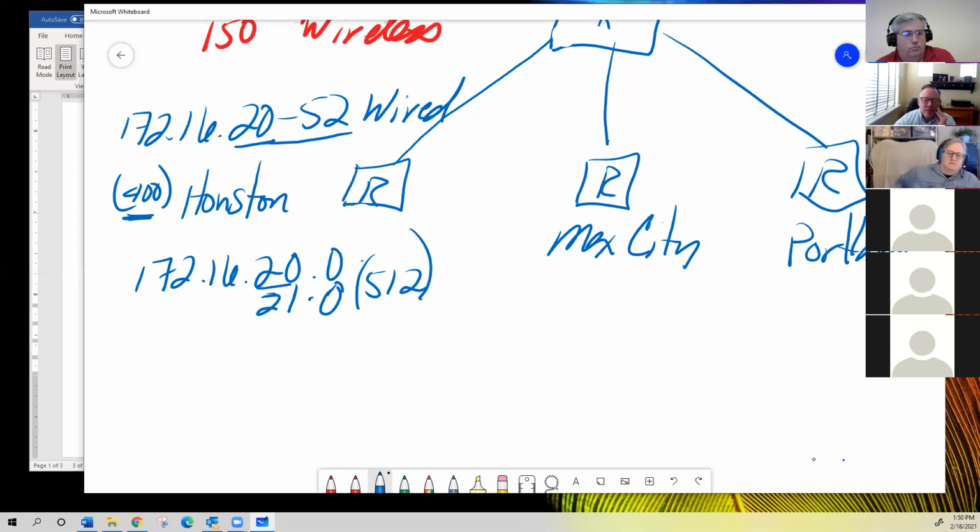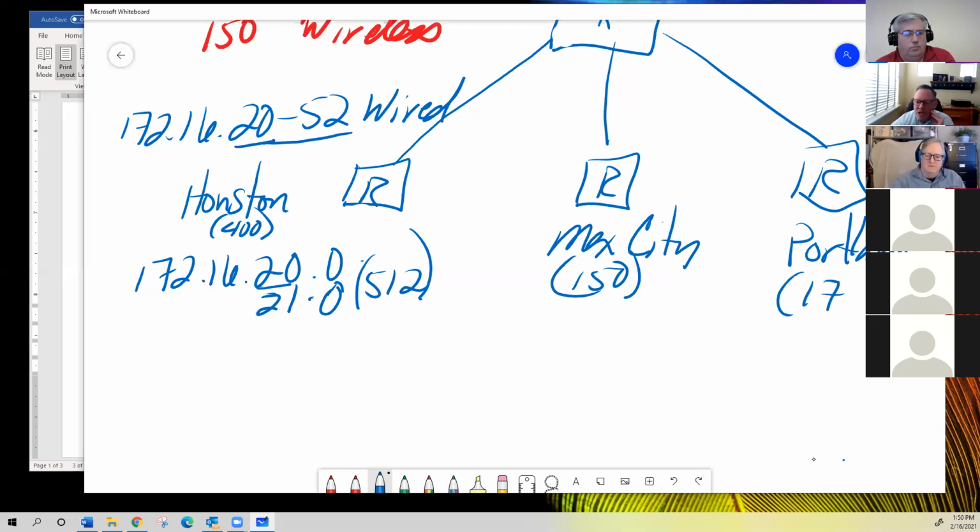What am I going to do for Mexico City? I need 150. I need 400 for Houston here. And how many do I need for Portland? 175. So what should I use? I want to stay between the 20 and the 52. So I've used 20 and 21. What should I use for Mexico City? And what should I use for Portland then?